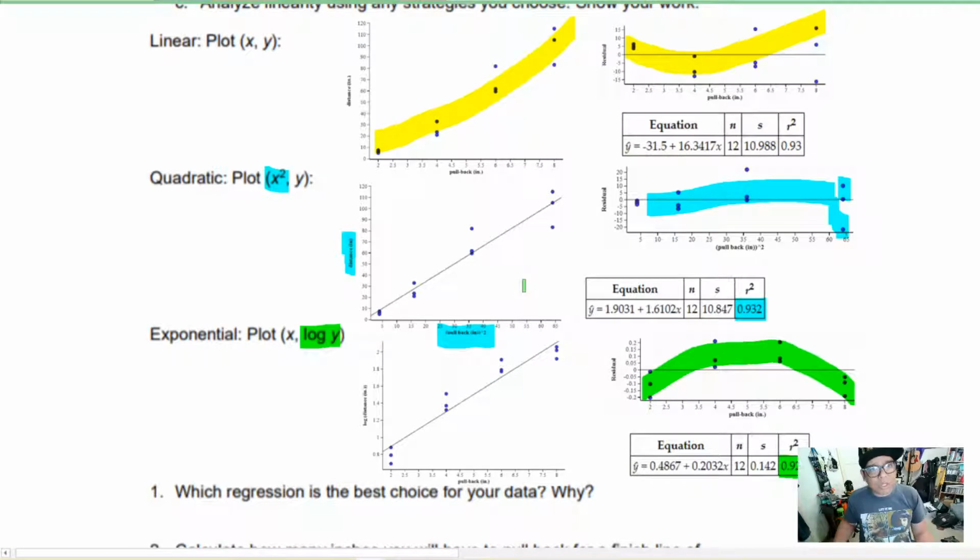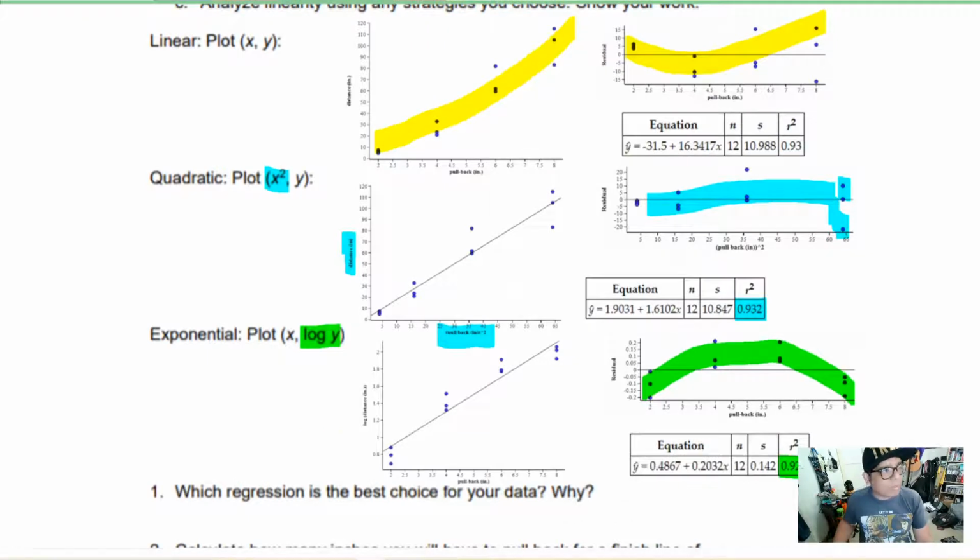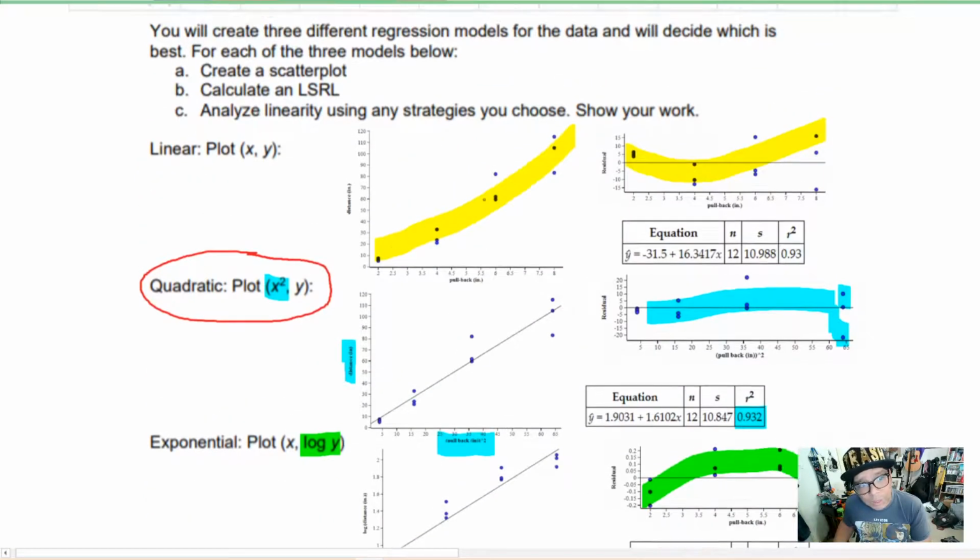So based on these three, what do you think? Which one is the best model? And most people, I would think, would choose a quadratic model. And that quadratic model really helps to take away the leftover curve that we see in the linear scatter plot.